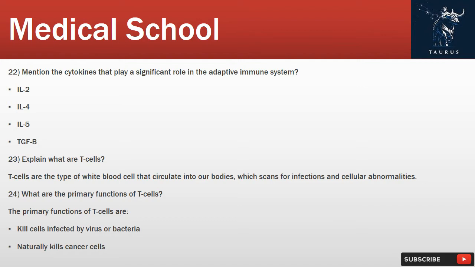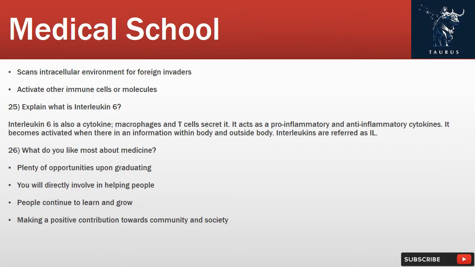23. Explain what are T cells? T cells are a type of white blood cell that circulate in our bodies, which scan for infections and cellular abnormalities. 24. What are the primary functions of T cells? The primary functions of T cells are: they kill cells infected by virus or bacteria, naturally kill cancer cells, scan the intracellular environment for foreign invaders, and activate other immune cells or molecules.